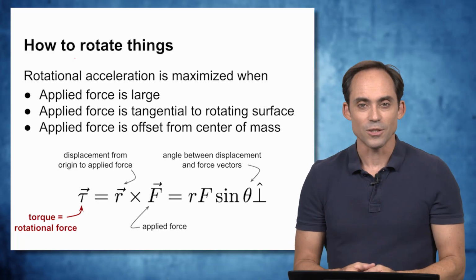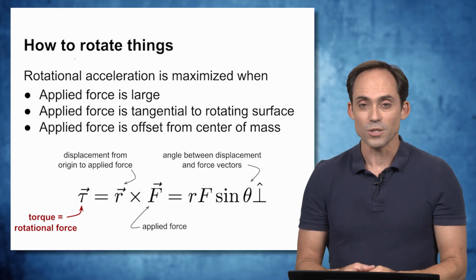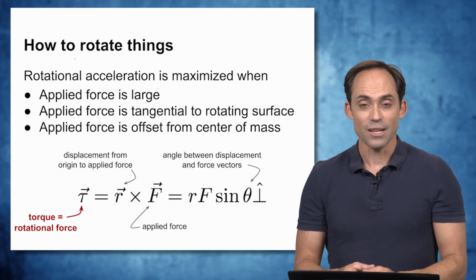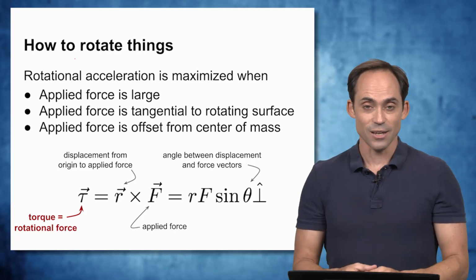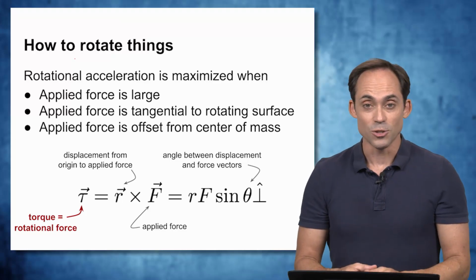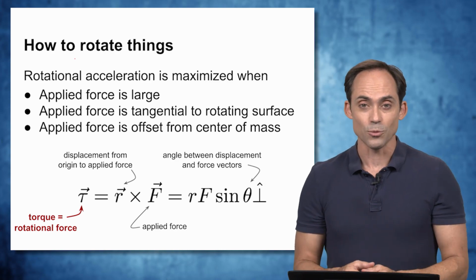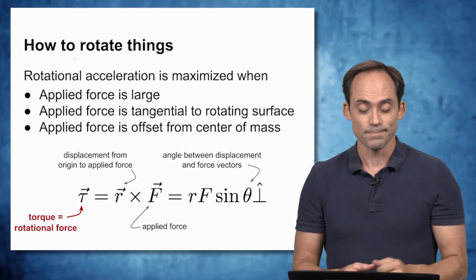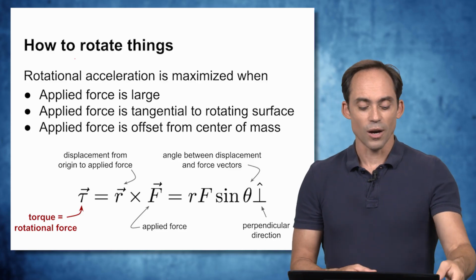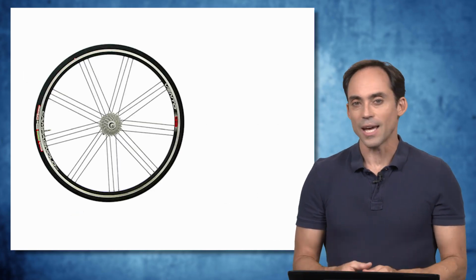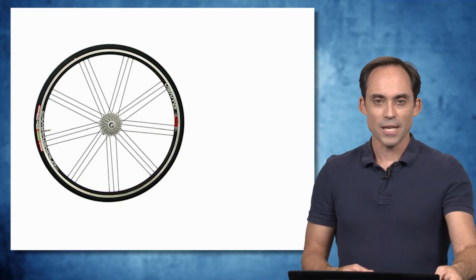So that's what that angle is there, the angle between the force and position vectors. And the resulting quantity has a direction that is perpendicular to both of those vectors. And that direction is determined by the right-hand rule, as with other cross products. So let's go back to our wheel and look schematically at how this comes about based on the experiments I did.